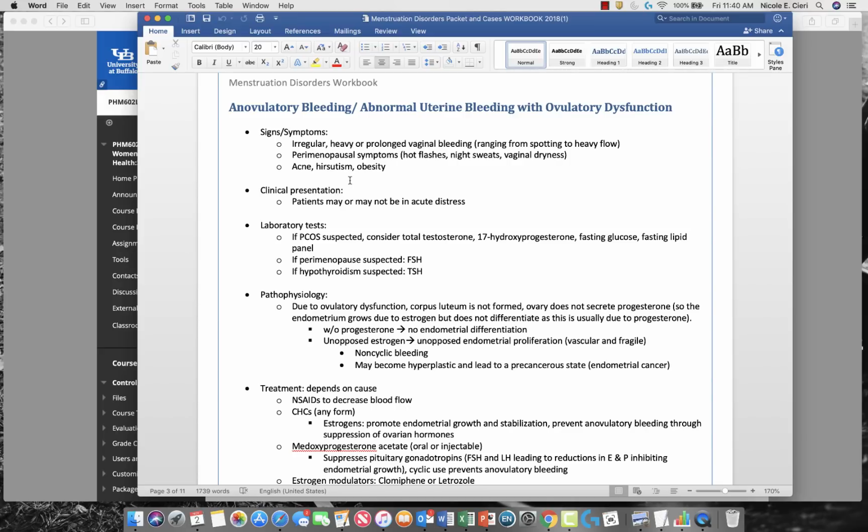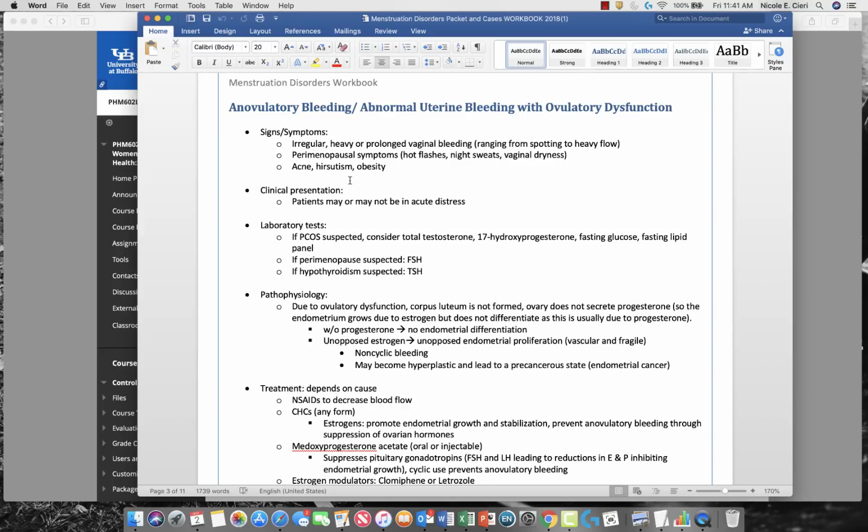Sometimes it's associated with the perimenopausal period, so once patients are moving into menopause, they might have abnormal uterine bleeding or non-regular bleeding. And sometimes there are other symptoms associated with it as well, especially if the patient has PCOS, they might present with acne, hirsutism, or obesity. Laboratory tests can be done to evaluate the cause of the anovulatory bleeding, and usually it's either to test for PCOS, to see if the patient has hypothyroidism, or if they have perimenopause.